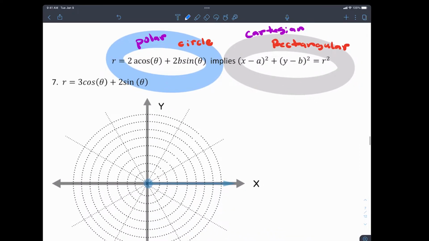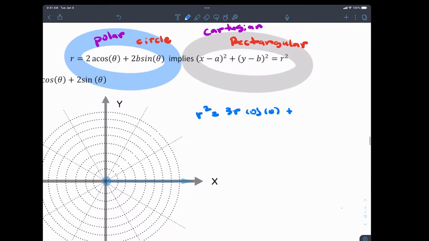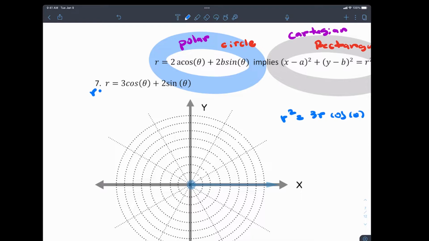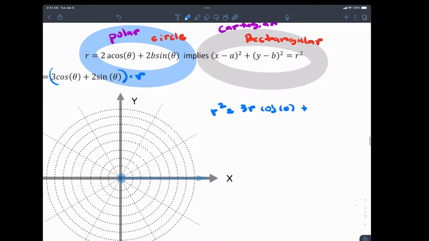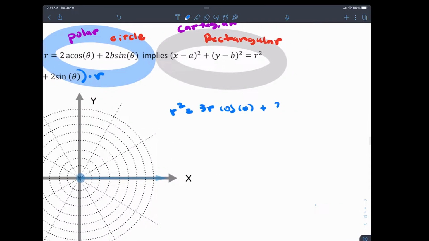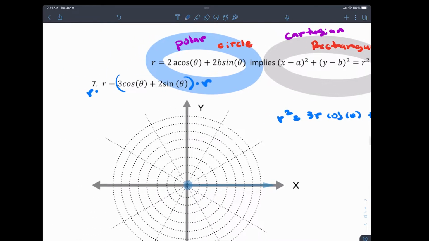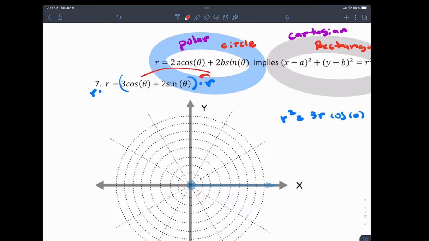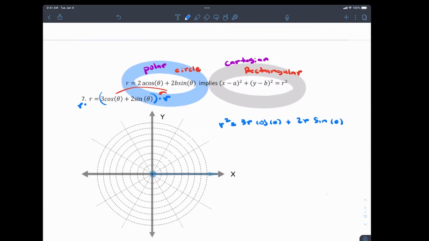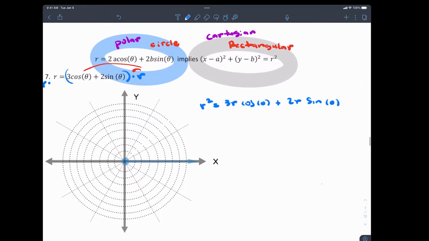And what you end up getting would be r squared is really going to be 3r cosine theta plus 2r sine theta. So if you multiply the left by r and the right by r, that's what I'm saying. You distribute that product with r, okay? Just sharing with you guys that this is really a circle, okay? And so here's where you're at.